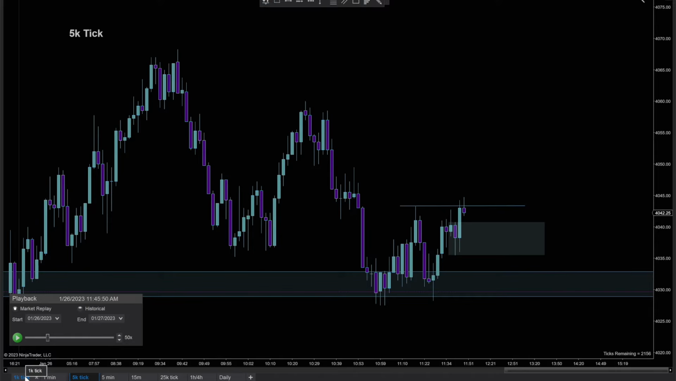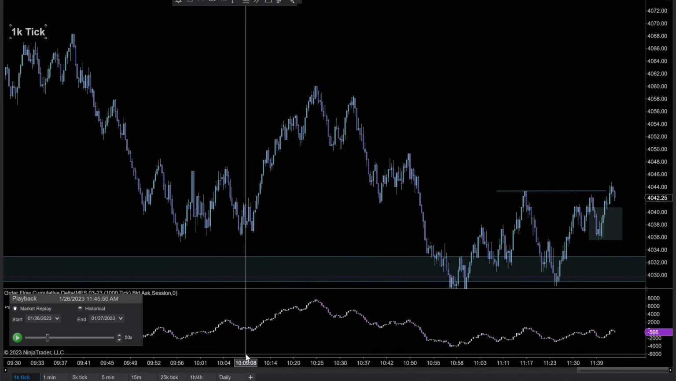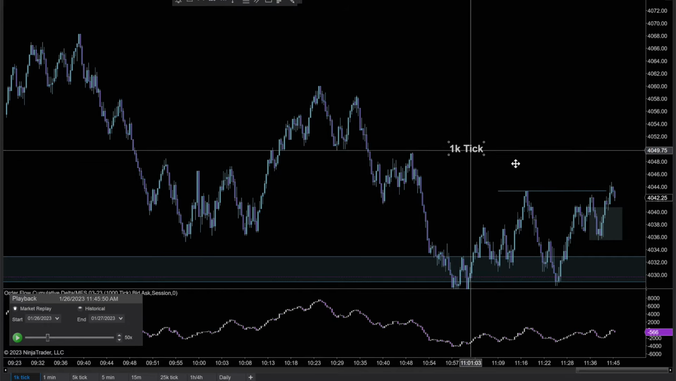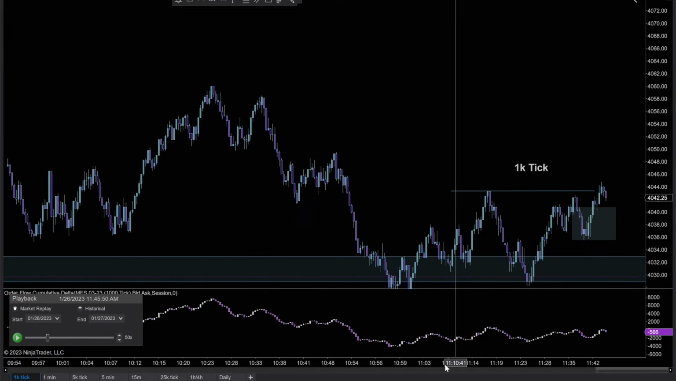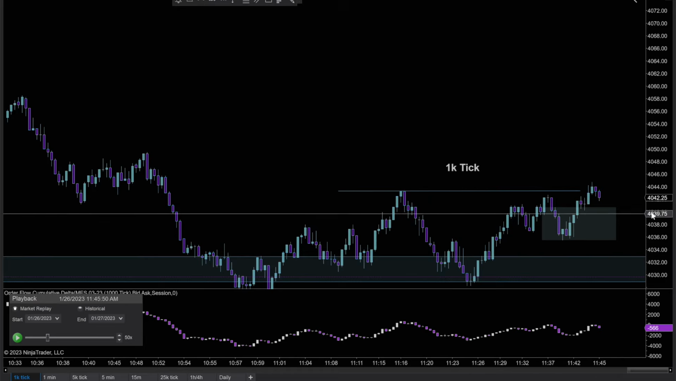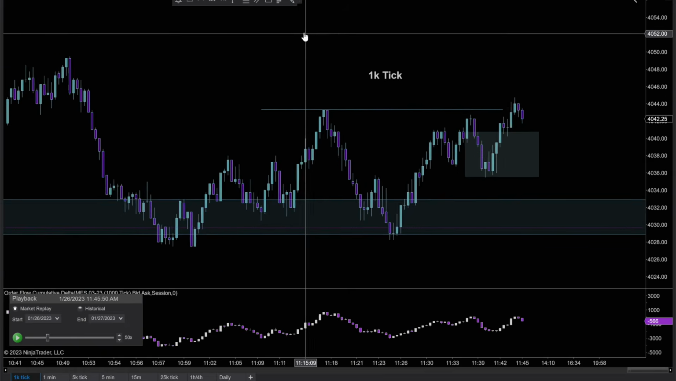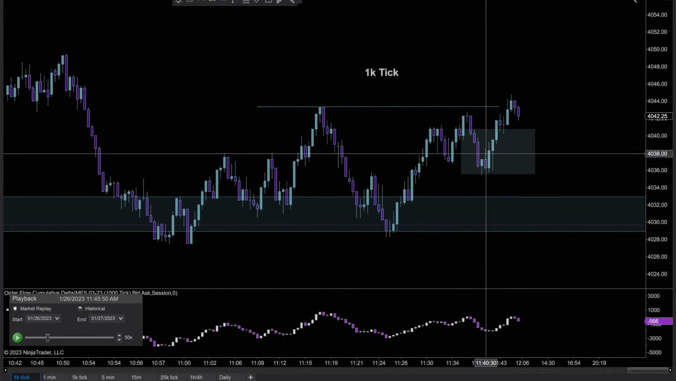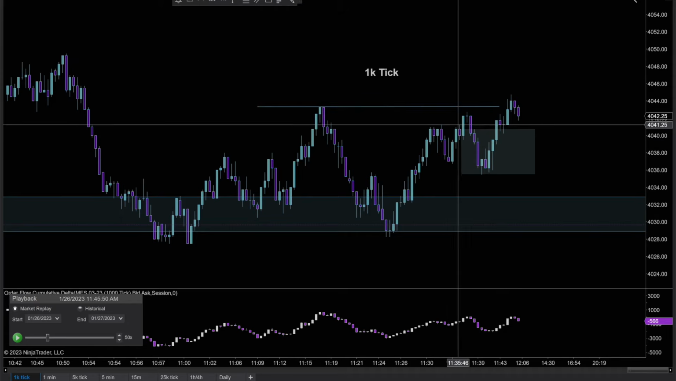Now we're going to go down to the 1K tick chart. So this one for clarity is the 5K tick, and then this here is our 1K tick chart. The indicator at the bottom is the cumulative delta. We're not going to worry about that at the moment. So this was the demand zone identified on that 5K tick.